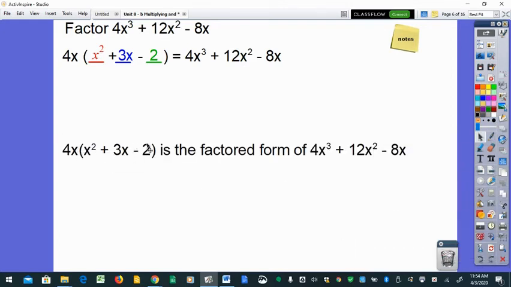Kind of a funny thing that happens sometimes is students will do this process and then they'll box the answer as this over here. And I'm like, no, guys, that was the problem. Your answer is actually the 4x times the quantity x squared plus 3x minus 2. That's the factored form.